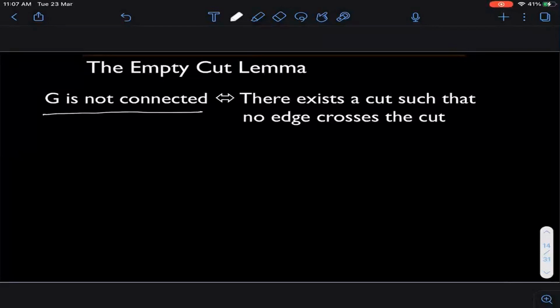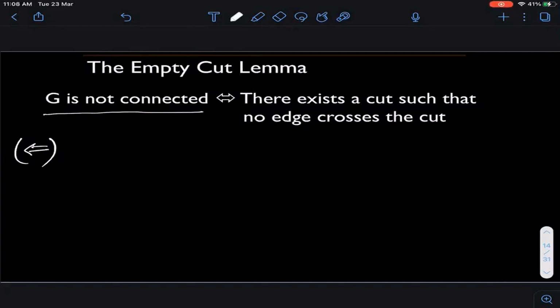Remember again, whenever we talk about if and only if, we have to prove both the directions. We have to first assume the left and conclude the right, and then assume the right and conclude the left. In this case, I will do the other way around. So I will first prove this direction. We assume that there exists an empty cut in my graph. What is an empty cut? It's a cut such that no edges are crossing, no edges are going across the cut. And then I want to claim that G is not connected. Why is this true?